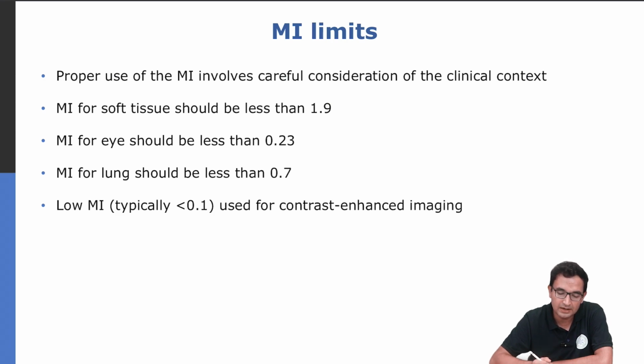Now, there are certain limits that are set. So, for soft tissue MI should be less than 1.9. For the eye, which is a very sensitive organ, the MI limit is even lower, 0.23. For lung, it is 0.7 because lung has air pockets, so there is high probability of cavitation induced damage. And for contrast enhanced imaging also typically low MI is used.